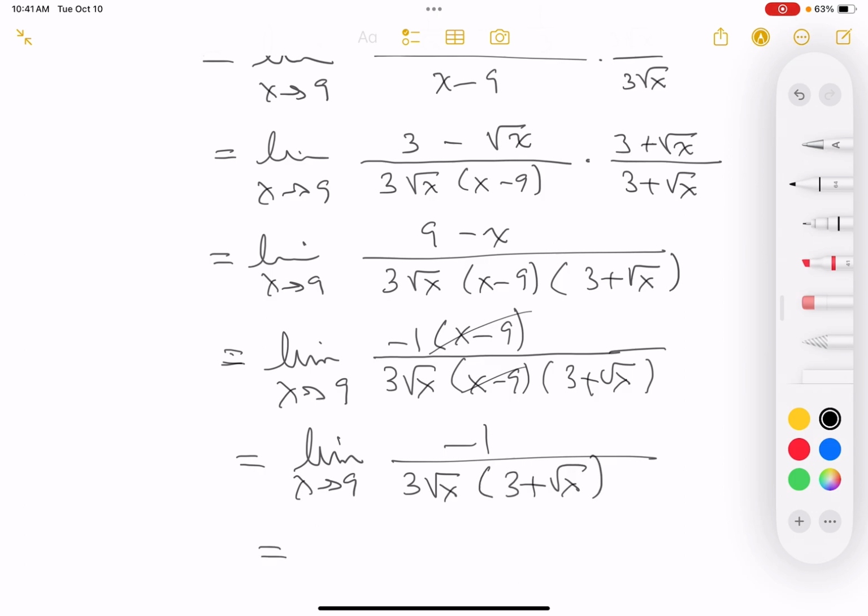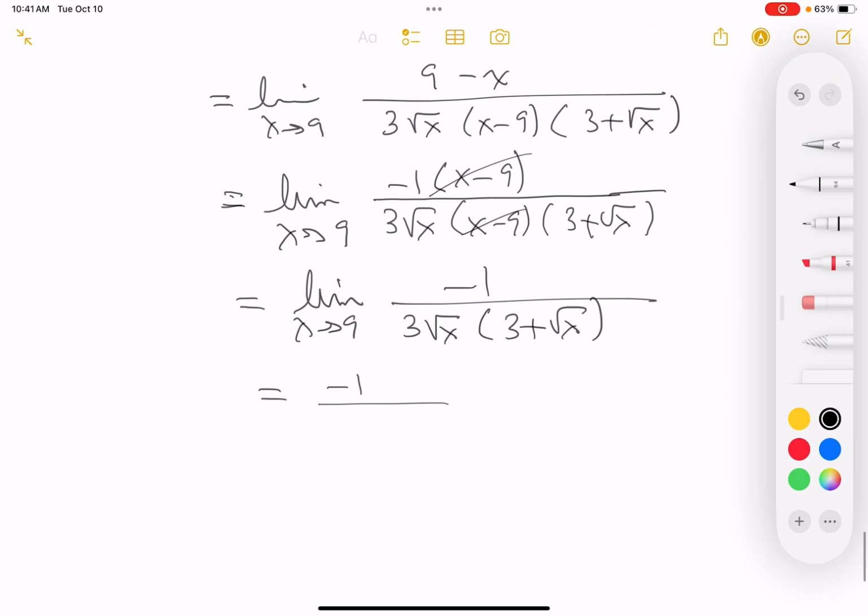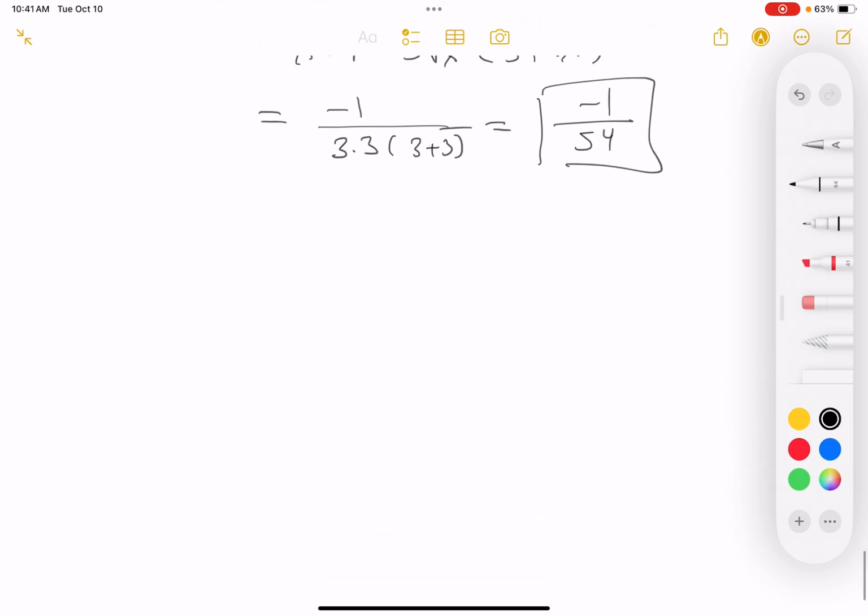Can I do the arithmetic, the limit in this? Of course I can. It's a limit law problem. It's minus 1. What do you get in the bottom? 3 times 3, and you get 3 plus 3. Let's be careful now. It's minus 1, and that's going to be 9 times 6, which is 54. All right, so let's keep going, and then we'll take a break.